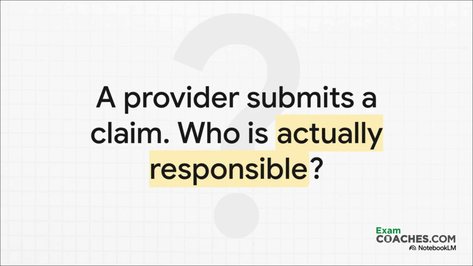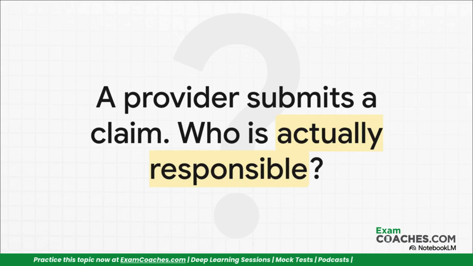So, a provider sends out a claim. The big question is, who's actually on the hook for the payment? Is it a private insurer? Is it a government plan? To get it right, you've got to map out every potential payer and figure out their exact order of responsibility, which involves, you know what, let's keep going.